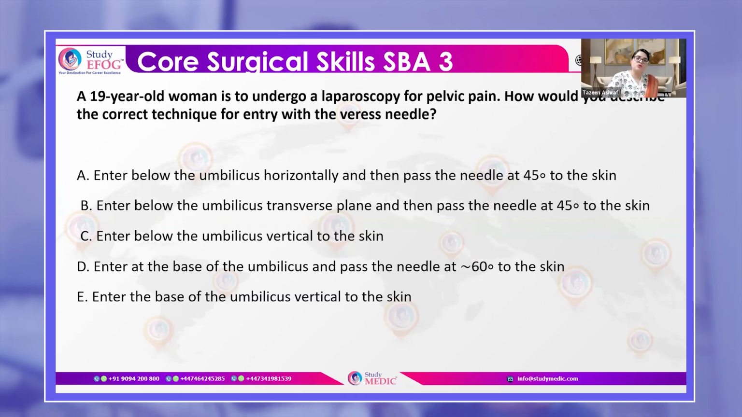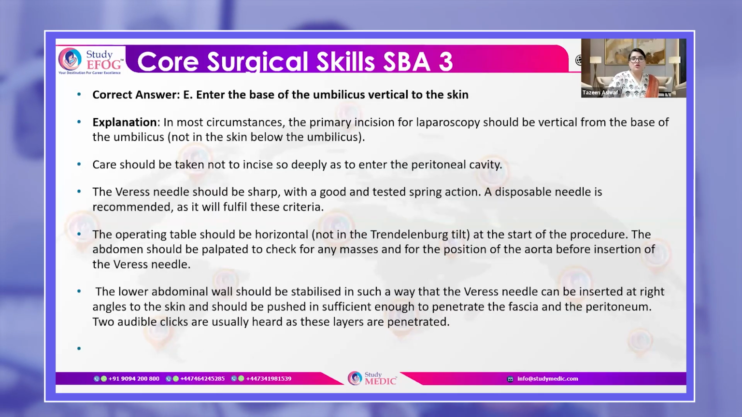Enter below the umbilicus vertical to the skin. Enter at the base of the umbilicus and pass the needle at 60 degrees to the skin. Or enter at the base of the umbilicus vertical to the skin. So basically, in case of Veress needle entry, we enter at the base of the umbilicus vertical to the skin. And in most circumstances, the primary incision for laparoscopy is vertical from the base of the umbilicus.